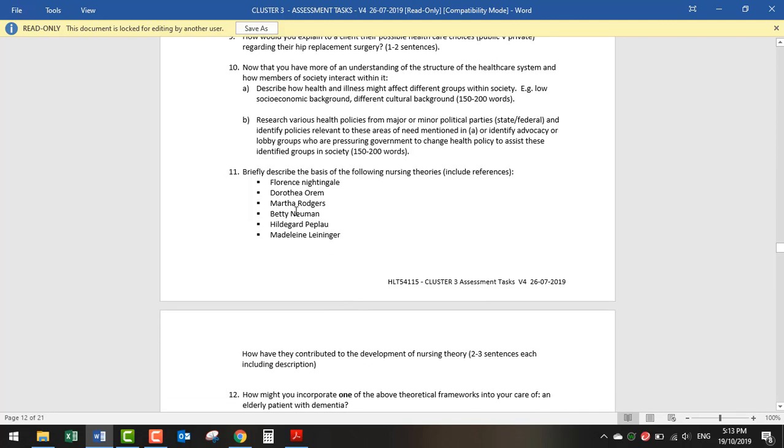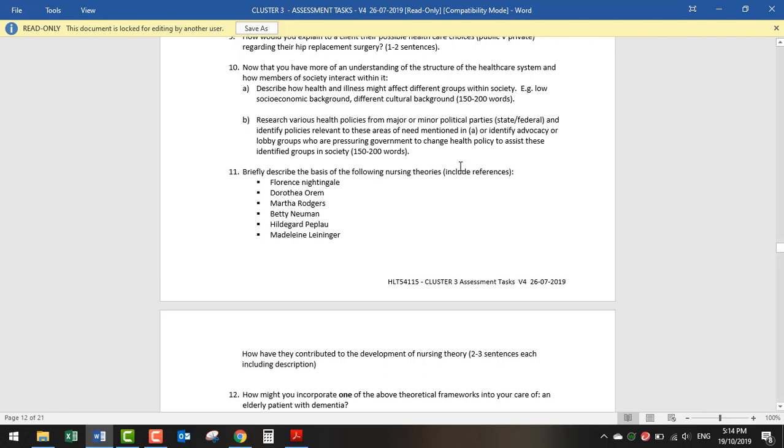Question 11, briefly describe the basis of the following nursing theories. And again, in your foundations book, they start to talk about nursing theorists. And Florence Nightingale was the first person to present theories around nursing that we should base our practice on. And that's listed in our foundations book. Dorothea Orem is also listed in your nursing foundations book. So you'll find that information there.